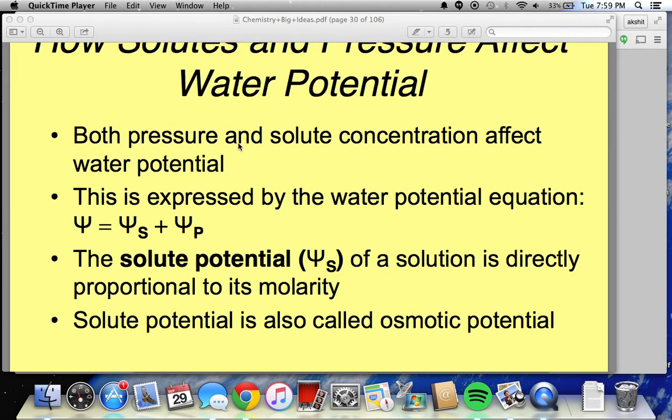Okay, so since both pressure and solute concentration affect water potential, the general equation is that water potential is equal to solute potential plus pressure potential. The pressure potential is usually given, like the pressure in the room, but the solute potential you need to calculate.